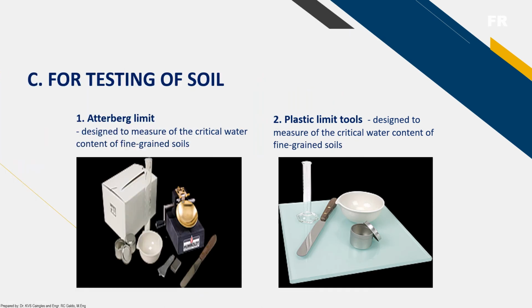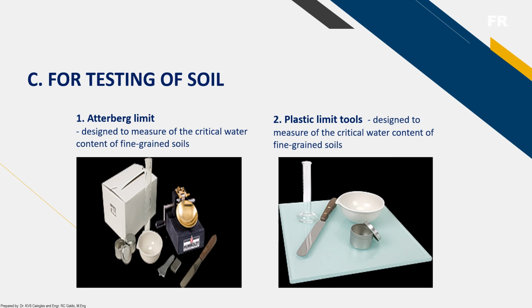And then now we have the different apparatus and equipment that we use as we test soil. First, we have the Atterberg limit apparatus. It is designed to measure the critical water content of fine-grained soils. Okay. We also have here the plastic limit tools. It is designed to measure the critical water content of fine-grained soils as well.